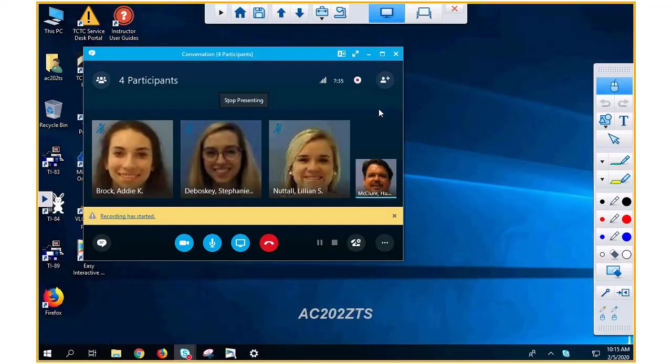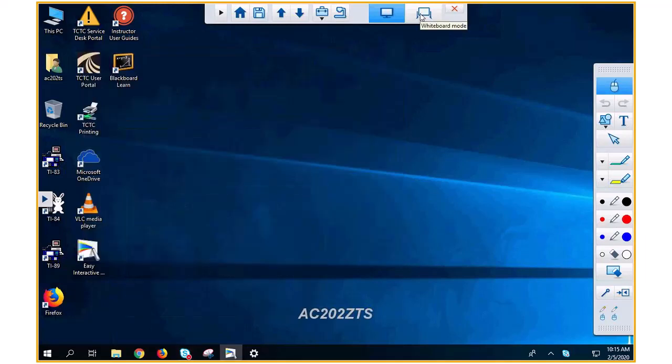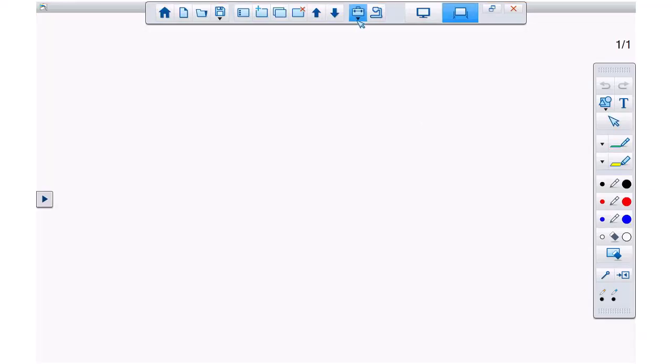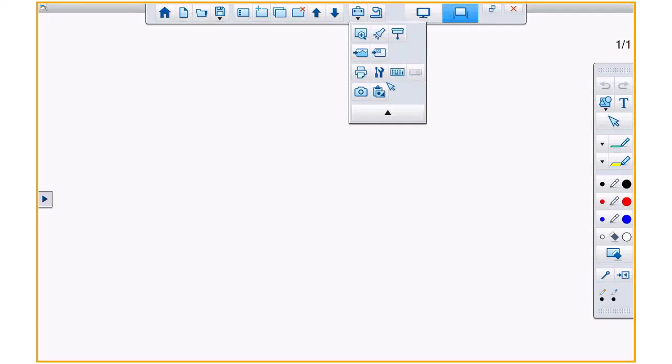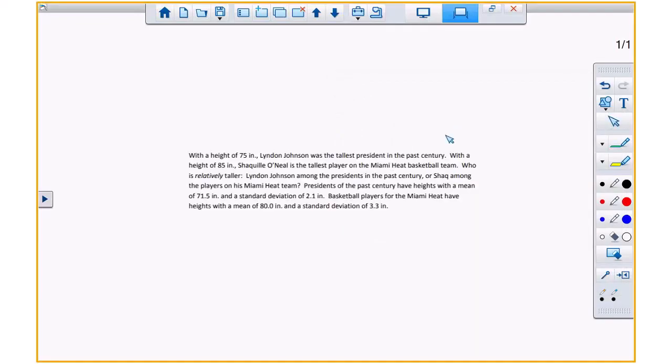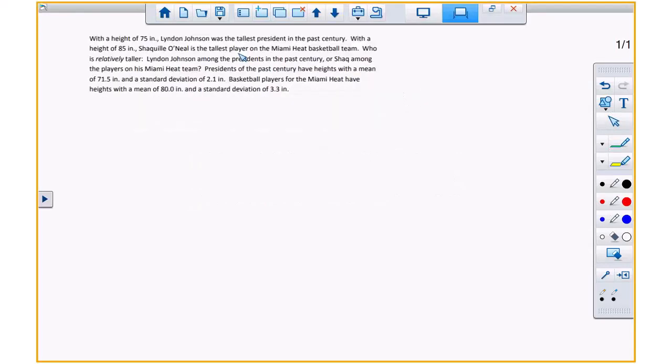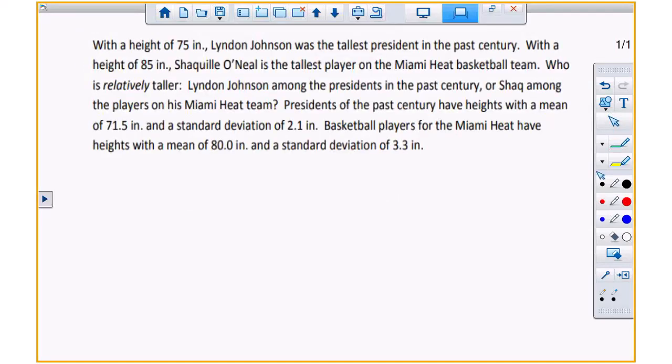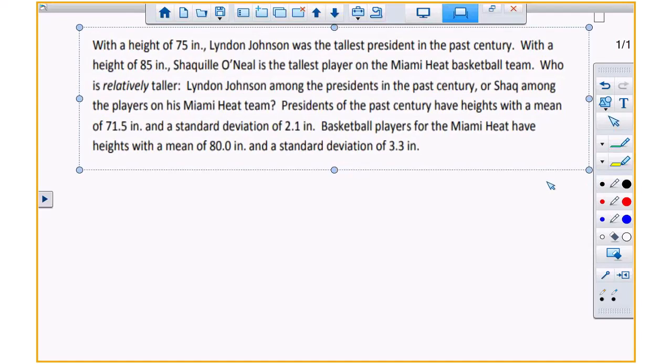This is the last question that I'm going to be covering, and that question is the following. You don't need to write it down word for word, but you do need to write it down. And that is Shaq versus LBJ. I show this in all my classes because at one time it was a real good question because it talked about comparing apples and oranges, comparing presidents' heights to basketball players' heights. And the question asked, who is relatively taller?